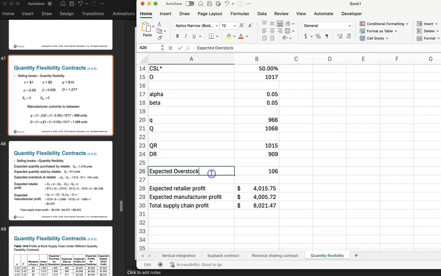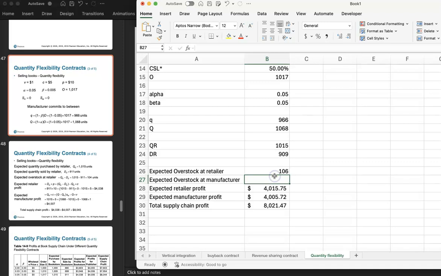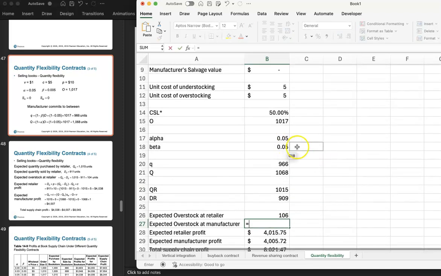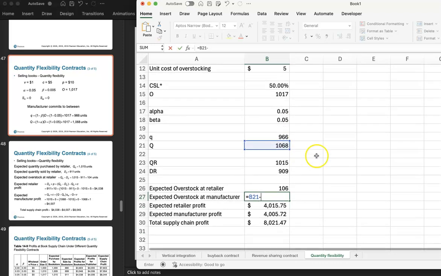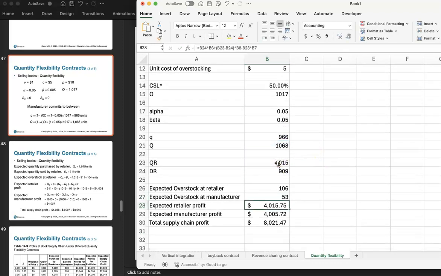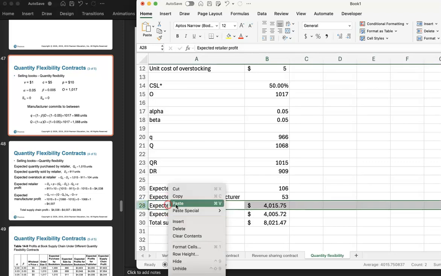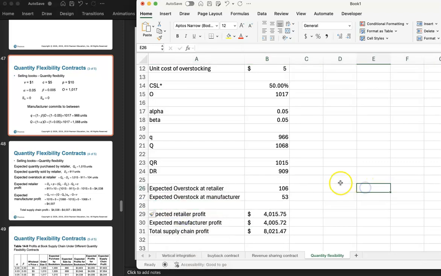So we'll say expected overstock at retailer, and we can say expected overstock at manufacturer. This will be they have 1068 units ready, but they're only selling 1015 units. So that's the expected overstock. There you go. All right.